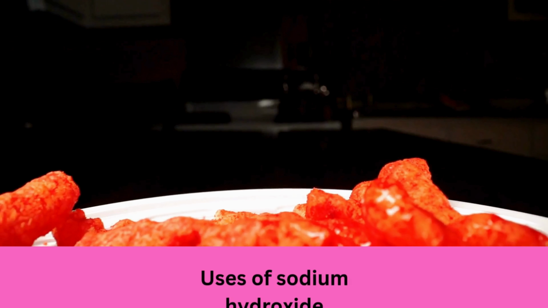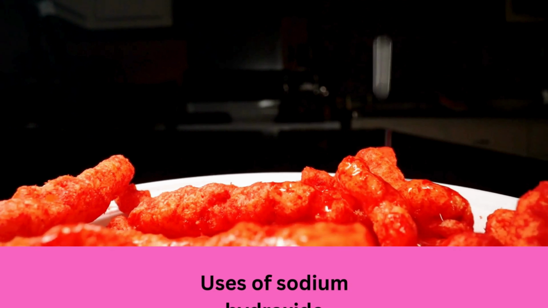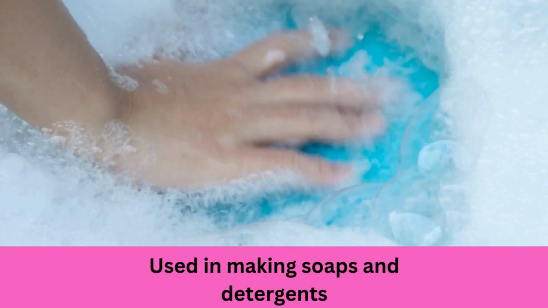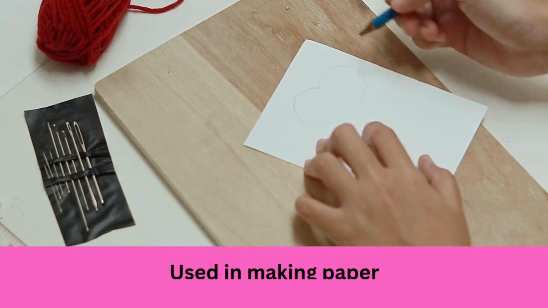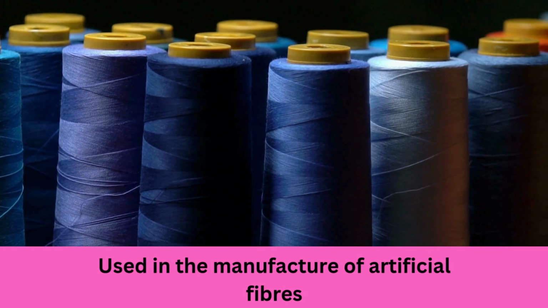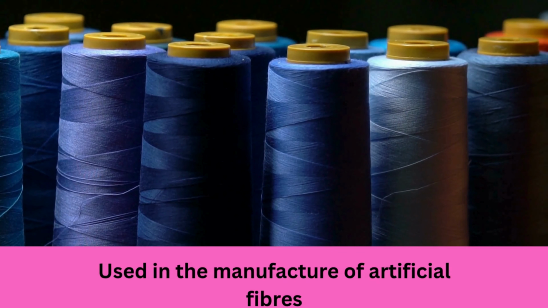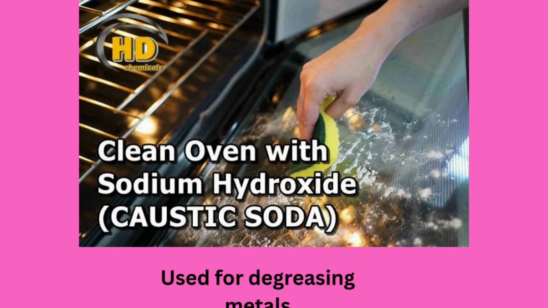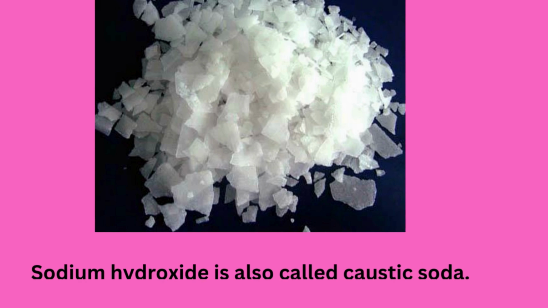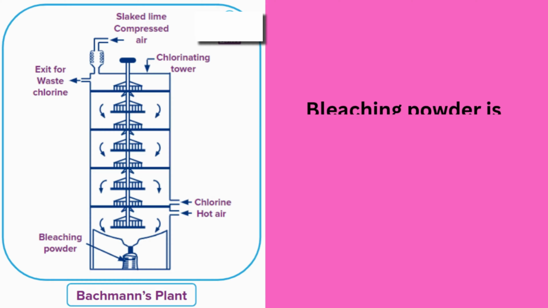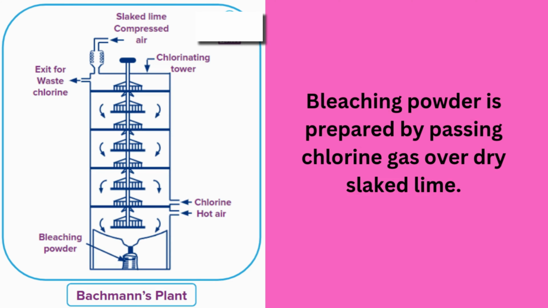Uses of sodium hydroxide. Used in making soaps and detergents, used in making paper, used in the manufacture of artificial fibers, used for degreasing metals. Sodium hydroxide is also called caustic soda. Bleaching powder. Bleaching powder is prepared by passing chlorine gas over dry slaked lime.